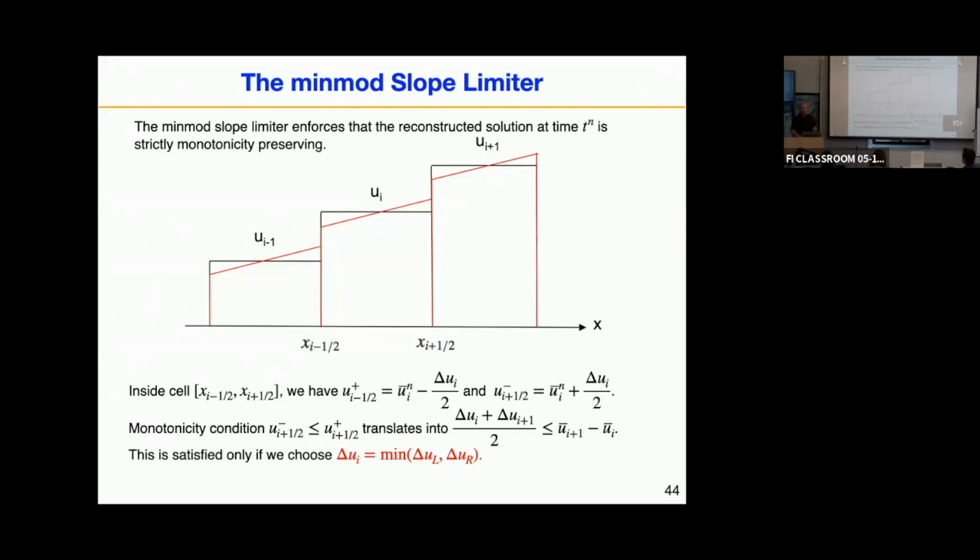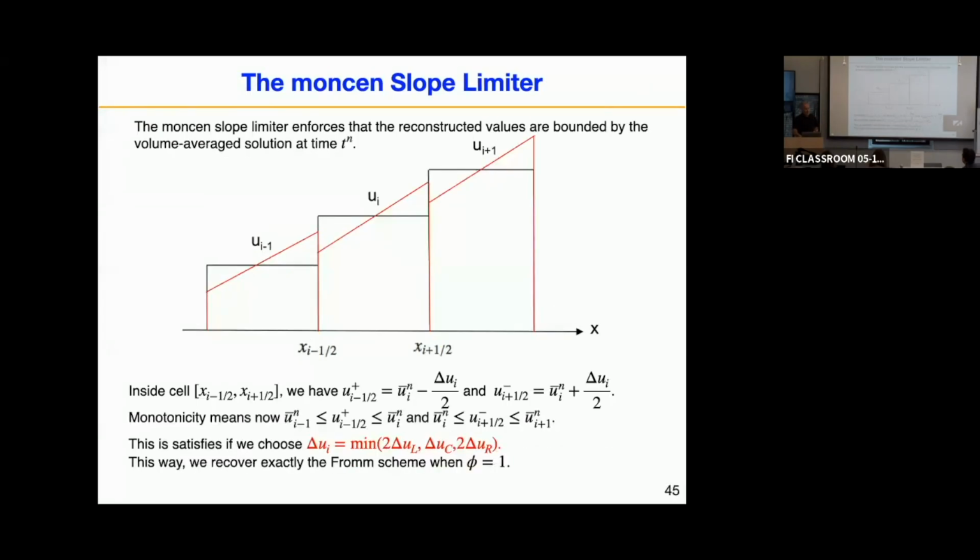There is another version of that, which is more aggressive. It's called the Monotonized Central slope limiter. Here you allow for this overturn, this switch. You say that's fine, but you cannot allow this value to go above the piecewise constant value on the right. So you're still limiting your solution. You don't want to go there, but you allow for this kind of switch.